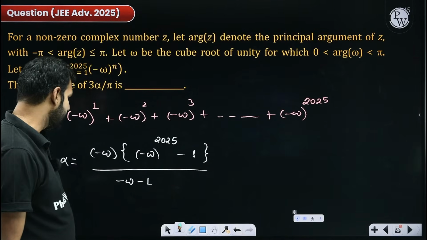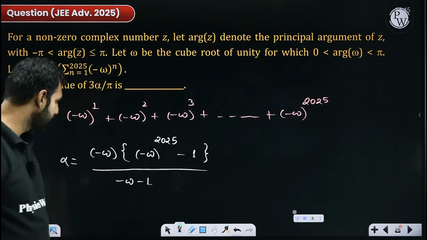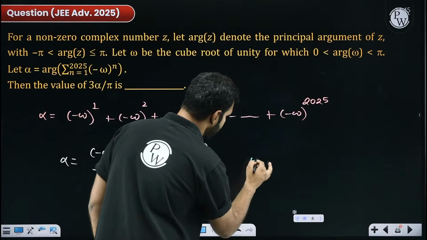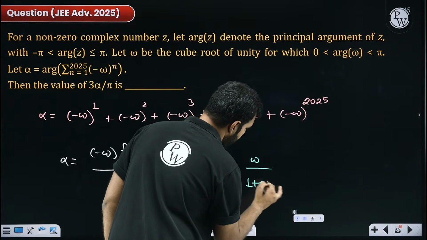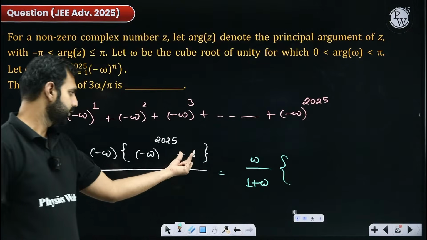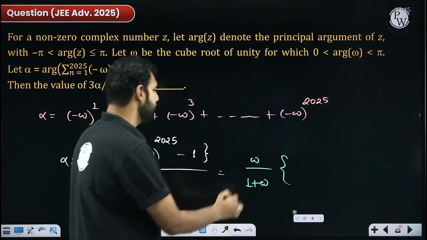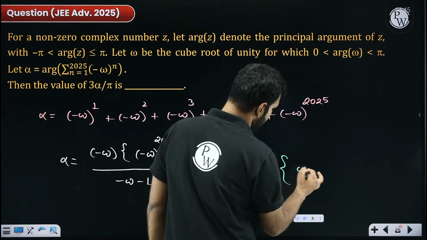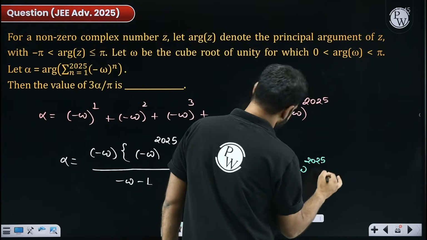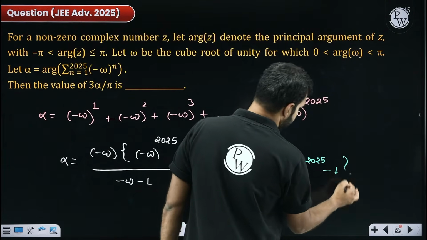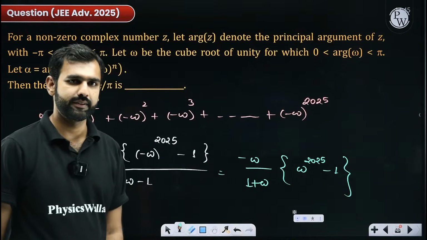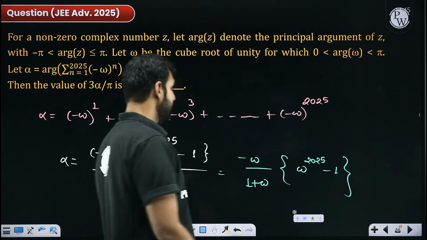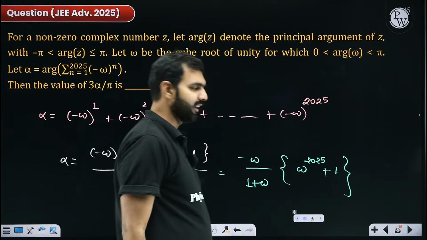So now when I get back to this discussion, minus omega plus 1, so it leaves you with omega upon 1 plus omega. Everybody got that? This is also negative, because it is odd power, so minus sign comes out and you're left with omega to the power 2025 plus 1. Sorry, it is plus 1, because I have taken the minus sign common.